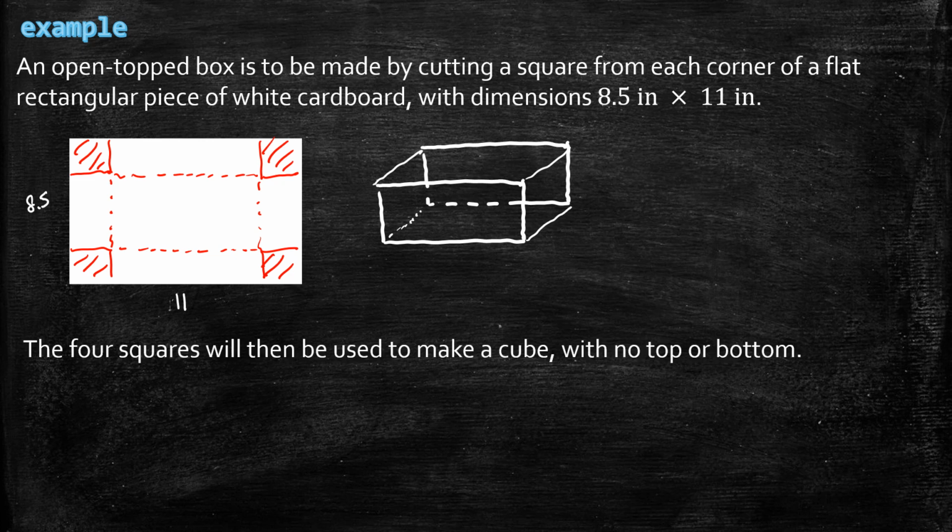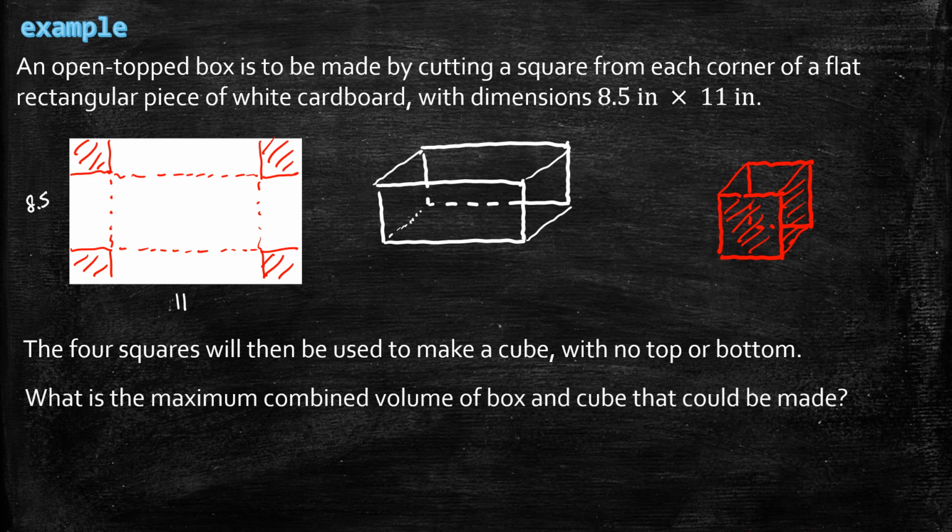And so here's the thing. This is a little twist on the classic problem, because we're not going to waste those 4 squares. We're actually going to use them to make an additional storage object, a cube. So here we have, let's draw a little cube on the side. Let's connect. Once again, so those 4 squares, this cube is not going to have a top or a bottom, but it could still be used to sort of store lightweight things. And the question we're going to ask is, what is the maximum combined volume of the box and cube that could be made? And so to actually maximize anything, we of course need a function.